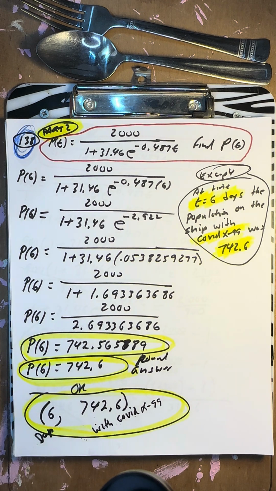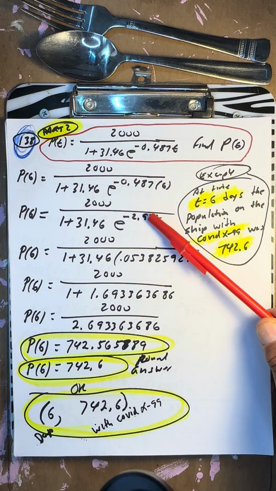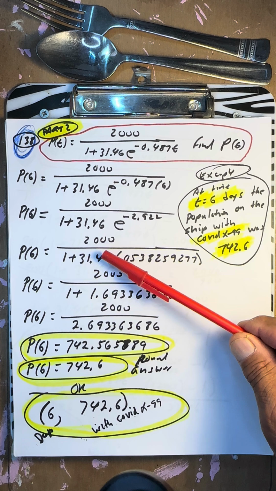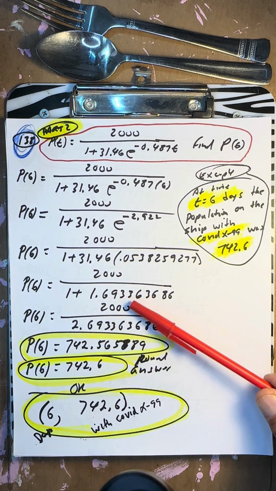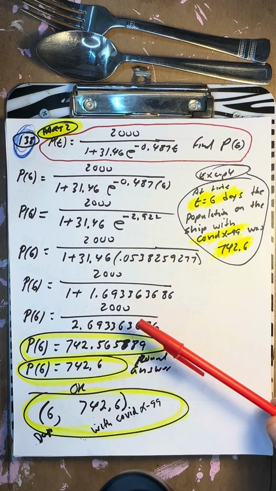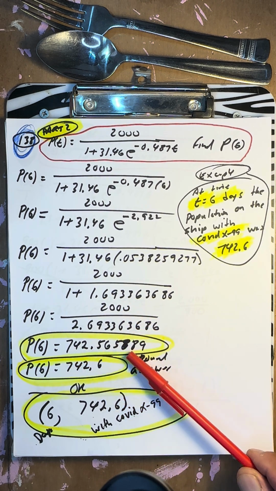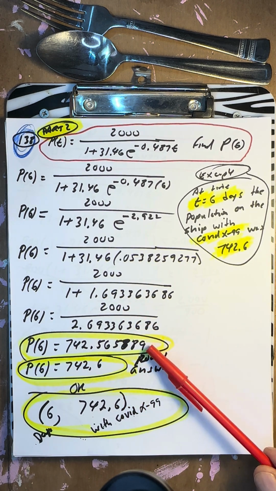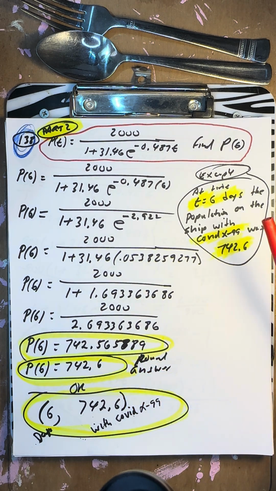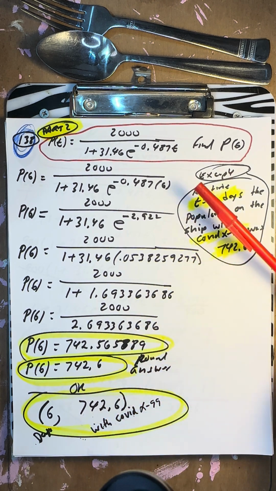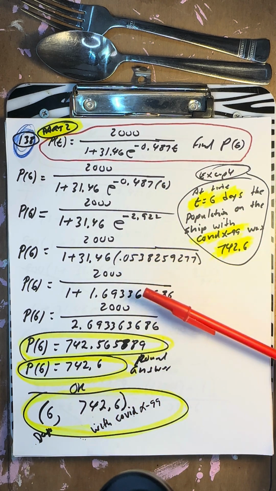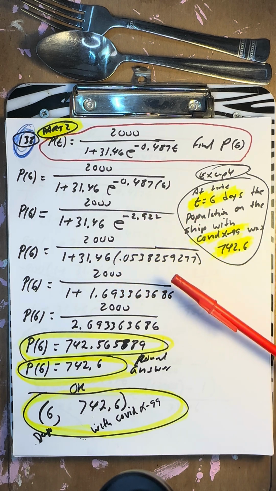So now P of 6. Put a 6 in there. E to the power of this is this number times this. So we have 1 plus that is this answer. Divide those two numbers on the calculator, and you're going to get this number, 742.56. I'm going to round it off, so P of 6 ended up 742.6. Again, let's do it step by step like this and use your calculator to get this problem, okay?